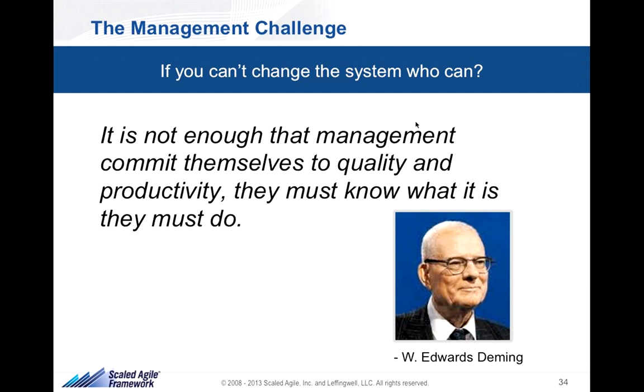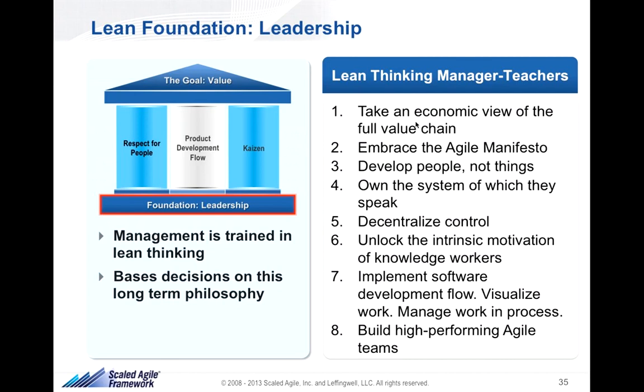And it's not enough that they commit themselves to quality and productivity. It's not enough to have a sign. They must know what it is they must do. So our view of that is this really is an education challenge, right? The teams are being educated to Agile, but managers aren't. Heck, they're largely excluded from the party. The only words you typically see associated with management in traditional, fundamental Agile circles are pejoratives. That does not scale. So we believe that the training issue is to train these lean thinking manager teachers.